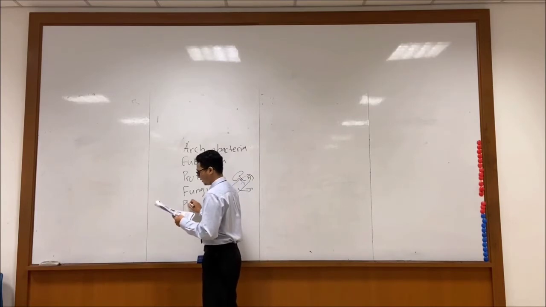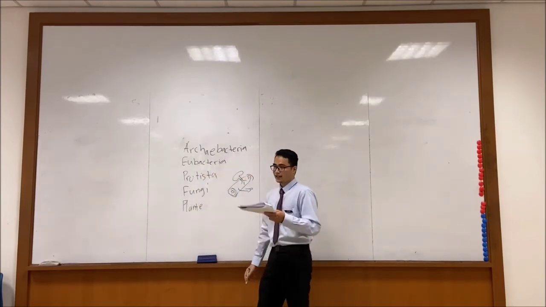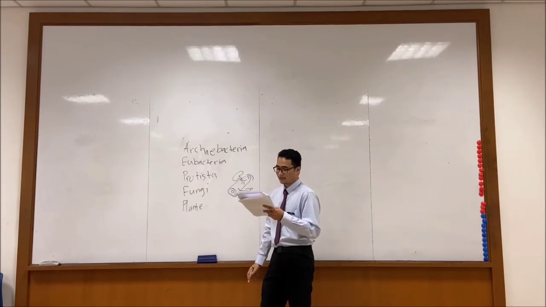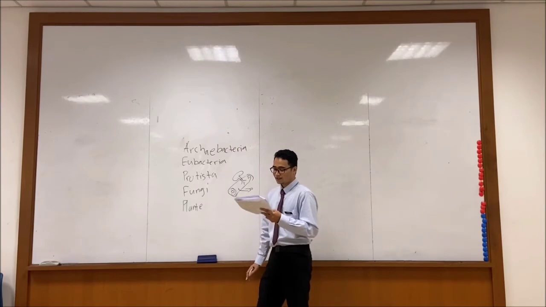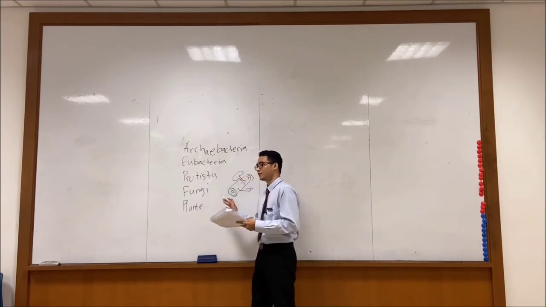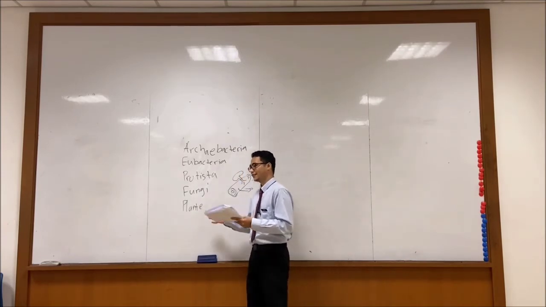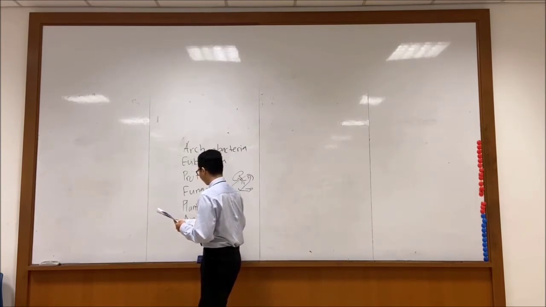And another is Plantae. They are eukaryotes and only multicellular. And they are autotrophs. As you all know, plants can make their own nutrients, right? So the last kingdom is Animalia.